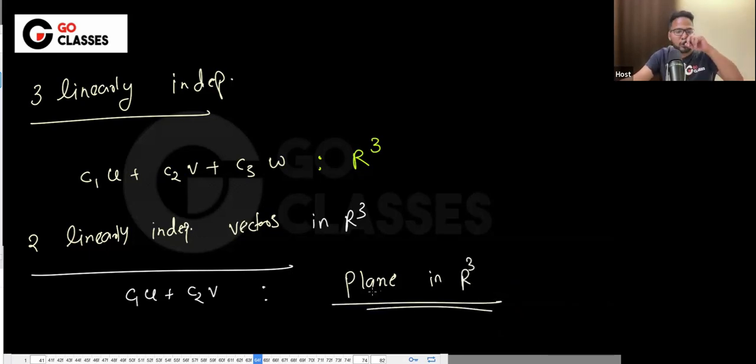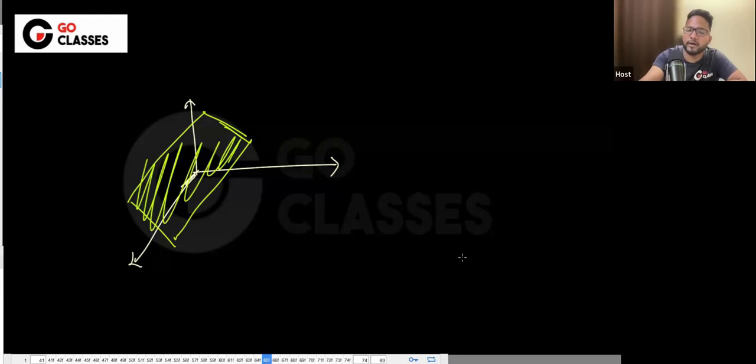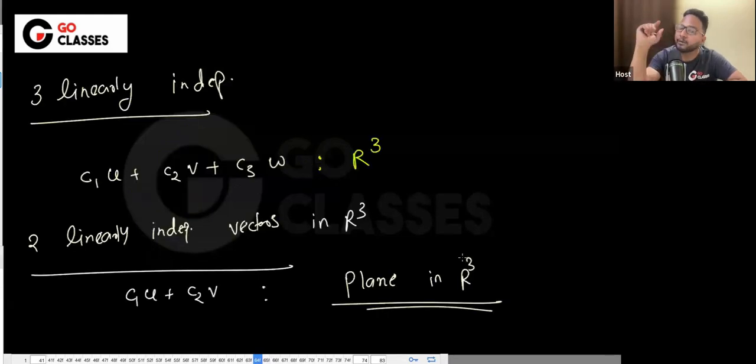I cannot visualize this, but let me just maybe try it a little bit. So okay, see here. So there will be the plane. It is hard for me to draw, but there will be a plane in R3, in R3 itself. So if you have any two linearly independent vectors in R3, then it will give you a plane in R3.